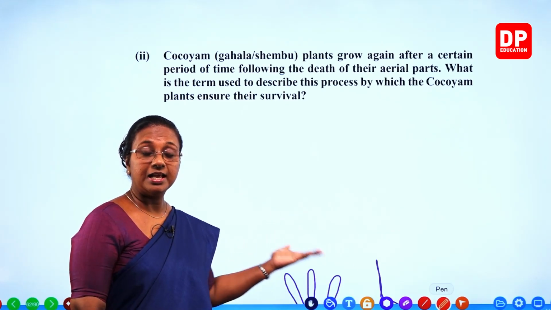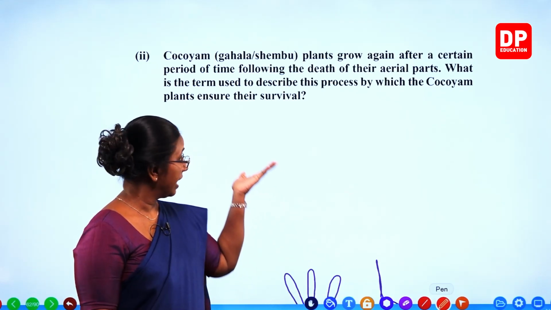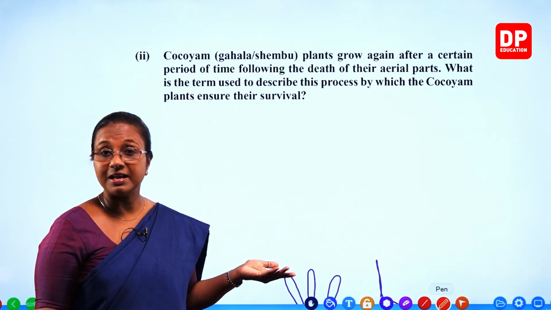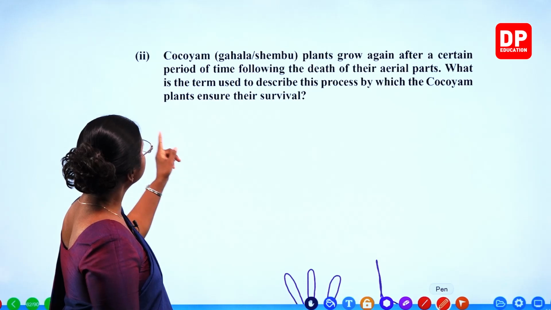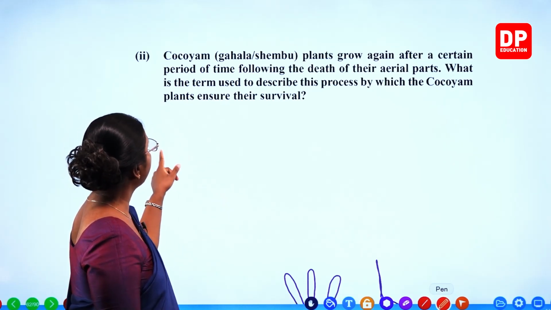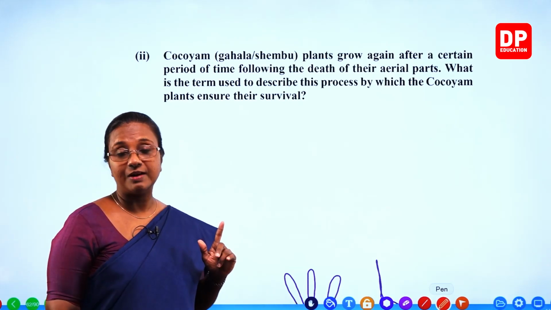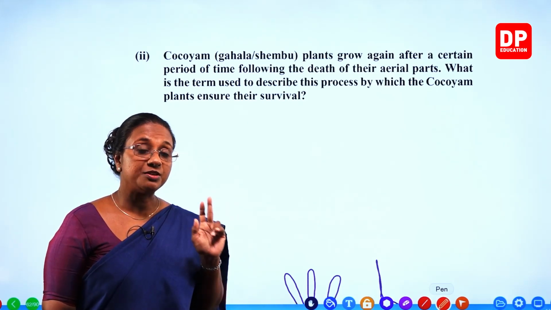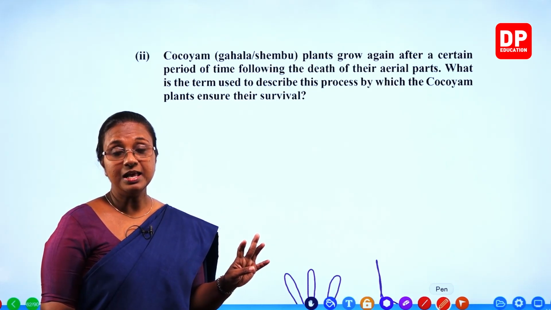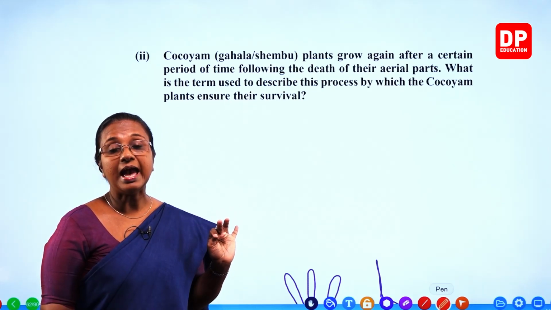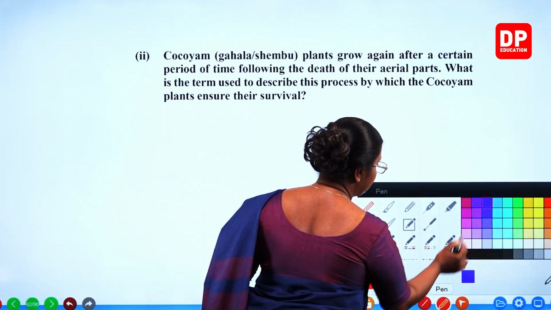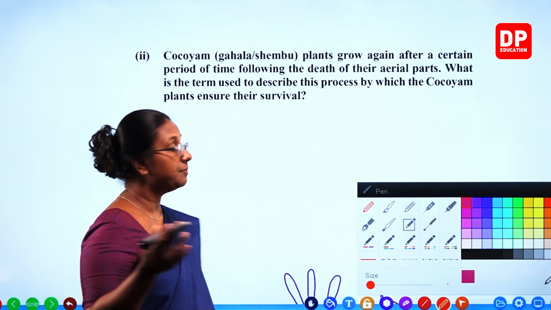So that is what I said. The aerial parts are lost or they die, and then they survive that particular period. What is the term used to describe this process by which the cocoyam plants ensure their survival? So there you need to specify two terms. One is the dormancy period, and also that it is during adverse climatic conditions. So the main thing is that you have to say dormancy period.